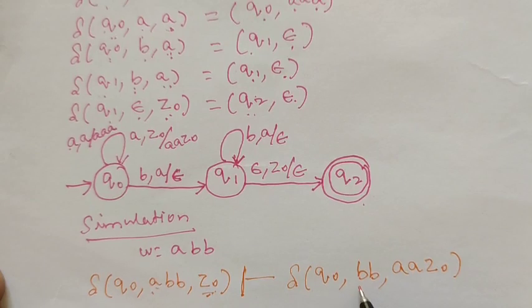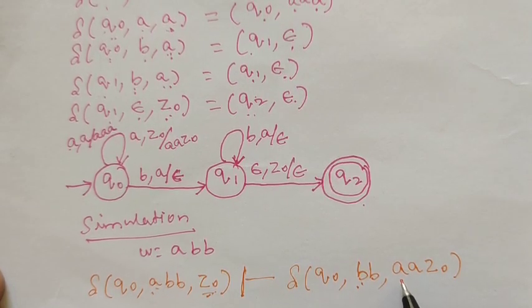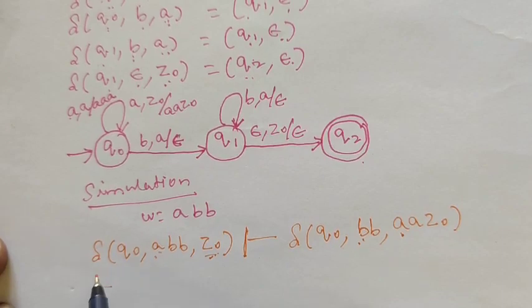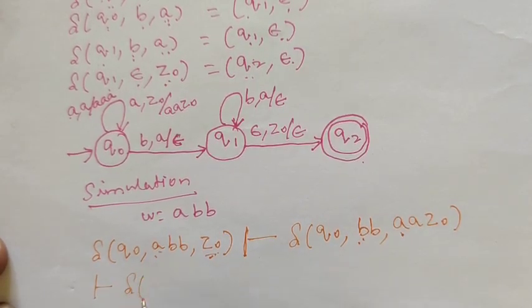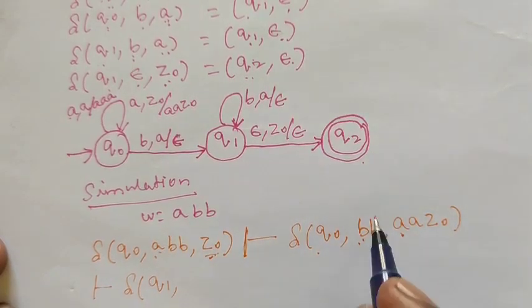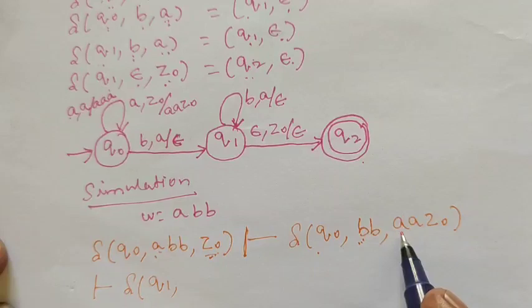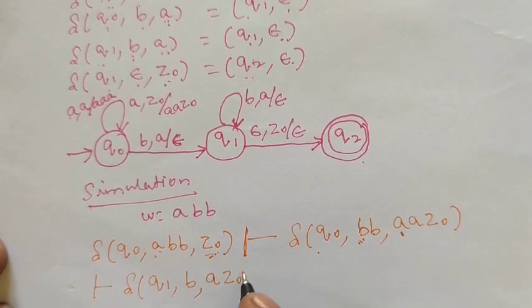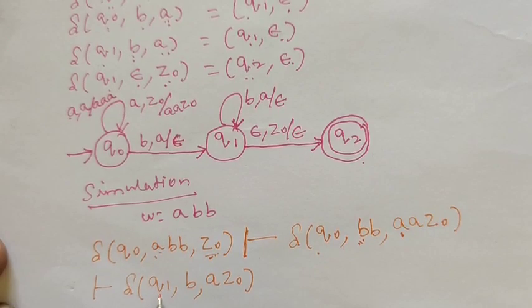Now go to the next one. Input is B, topmost symbol is A. So what do we have to do? We make a transition from Q0 to Q1, and we pop this A out. So we use this transition, delta of Q0 to Q1, then this B and this A are popped out. If this B goes off, B will be remaining, and one A goes off, so A will be there. Now we are in state Q1.